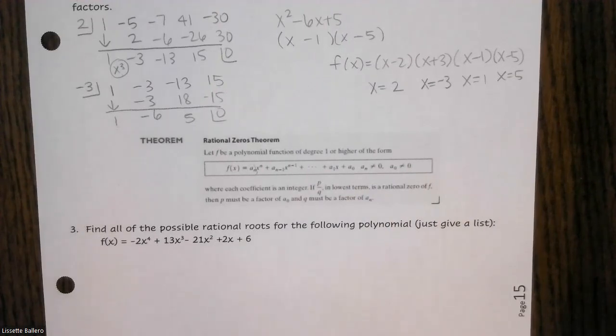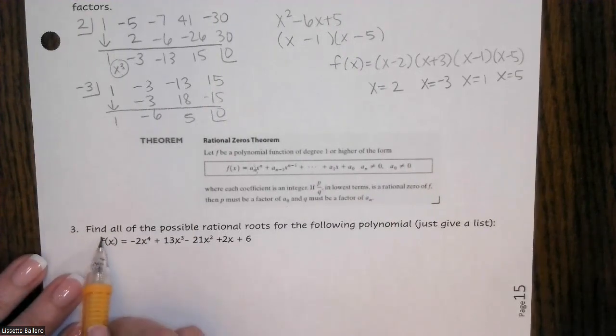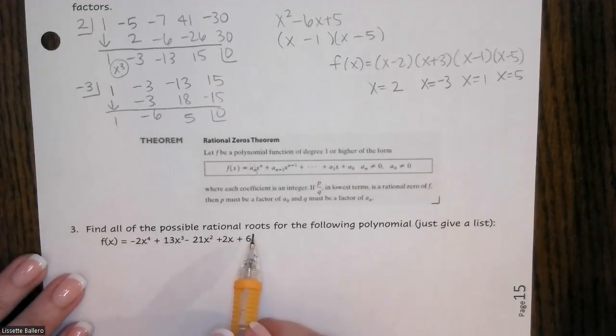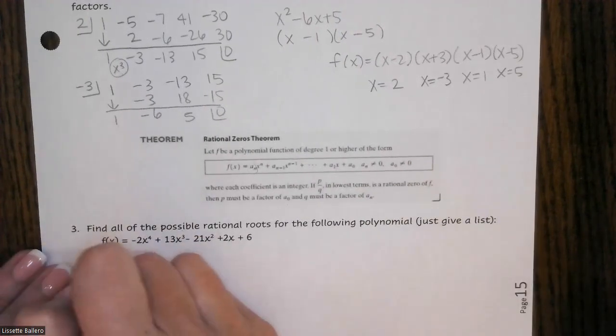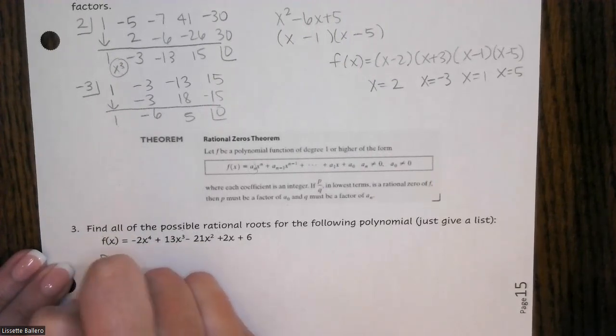What this rational zeros theorem tells us is all of the possible roots. It is not giving us every single root, it's just giving us where our roots could be found. So what we do, here's an example of one. We want to find all the possible rational roots. That doesn't mean they're all roots, it's just the possible ones. And we are going to use the p and the q to find that.